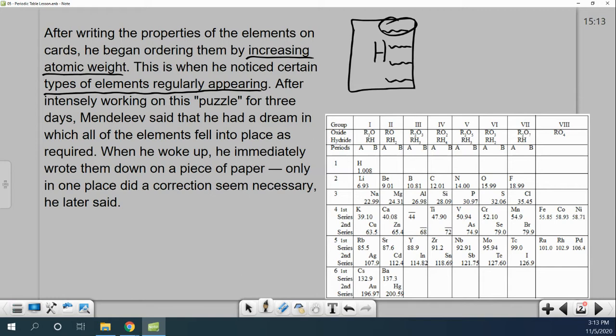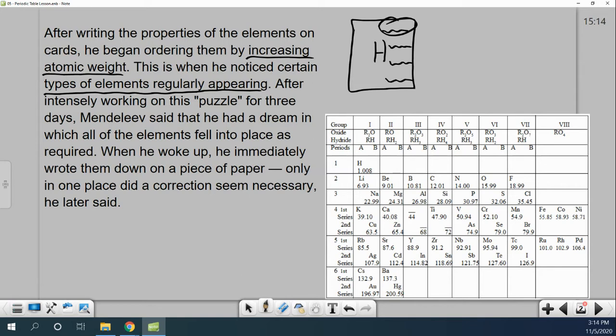So for example, he knew that lithium and sodium and potassium all acted very similarly to each other, and they were exactly a certain number of elements apart. So when he put them in line, it was 1, 2, 3, 4, 5, 6, and then sodium. 1, 2, 3, 4, 5, 6, and then potassium. And he noticed that same pattern several times. So he's like, okay, there's something here. There's some kind of trend around elements that act similarly and their weights.